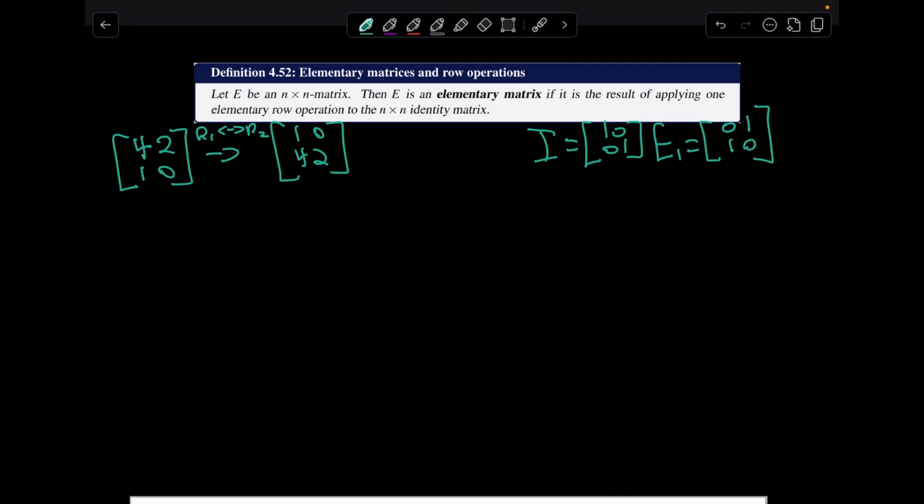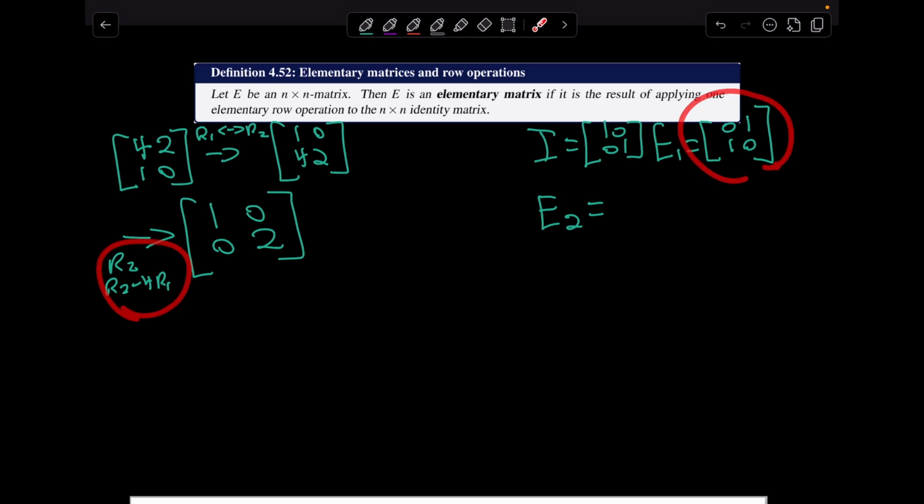The next step here, we're going to want to do R2 minus 4 R1, and this is going to give us 1, 0, 0, 2. So now for E2, this is important. You don't do this row operation to this matrix. You do this row operation to the identity matrix again. So this is now going to look like 1, 0, and we just subtracted 4, so negative 4, 1. Okay?